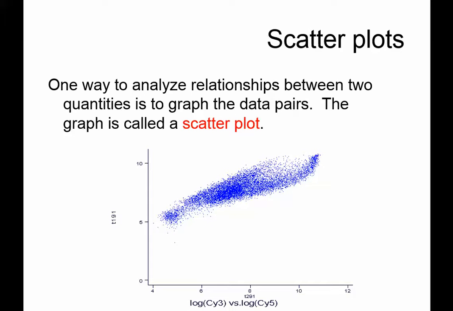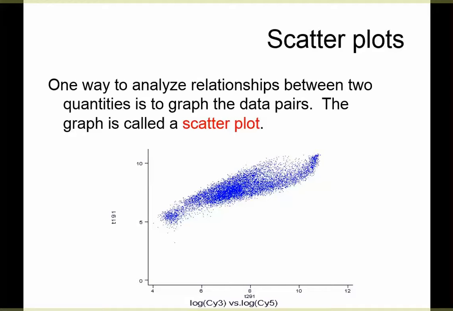It says one way to analyze relationships between two quantities is to graph the data pairs. This type of graph is called a scatter plot. Typically we have one type of measurement on the x-axis, one type of measurement on the y-axis, and then we get these data points that are the combination of measurements from both. Here you're looking at quite a few graphed points all considered together in what we call a scatter plot.